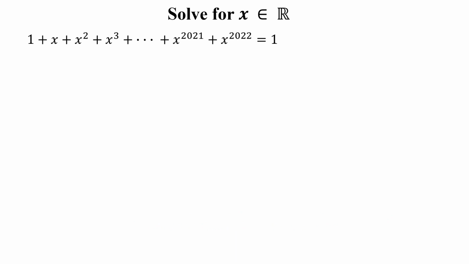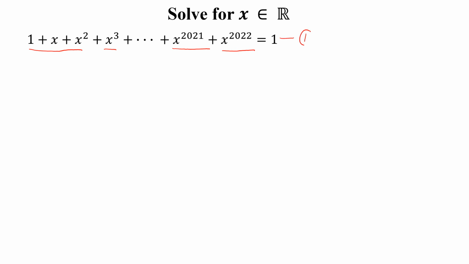The question is, what is the real solution to this equation? 1 plus x square plus x cube up to x to the power 2021 plus x to the power 2022 is equal to 1. How can we solve this?